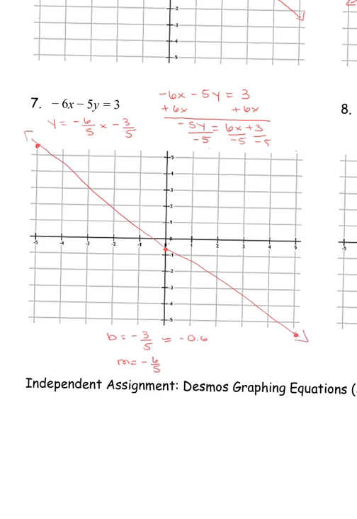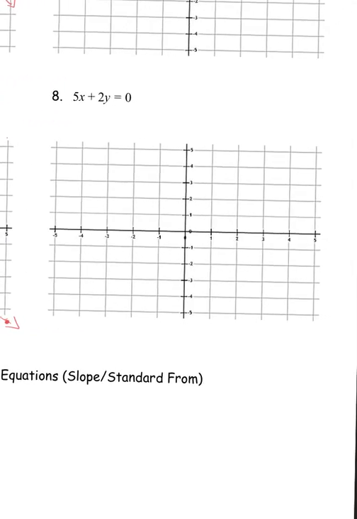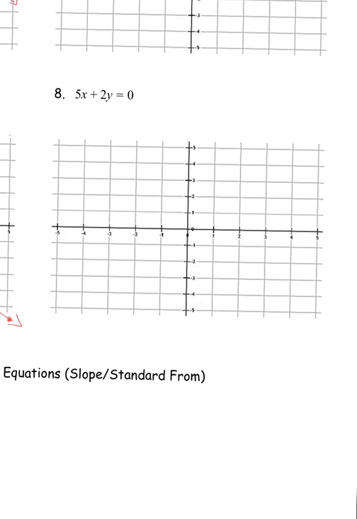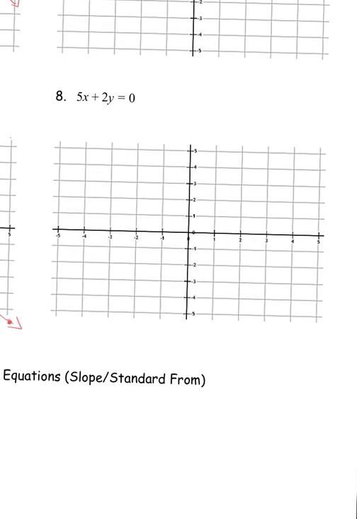All right. And for our last example, number 8, we still have the same situation. We're given the equation in standard form, and we have to solve for slope-intercept form. So we have 5x plus 2y is equal to 0. Subtract 5x from both sides. We get 2y is equal to negative 5x. Divide both sides by 2. And we get y is equal to negative 5 over 2x.